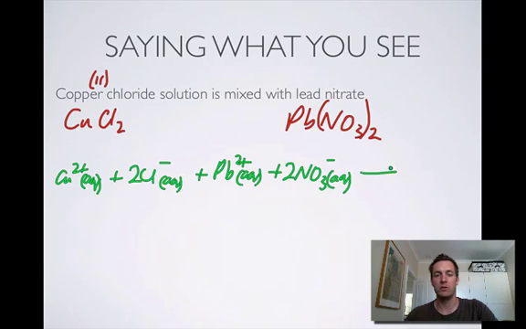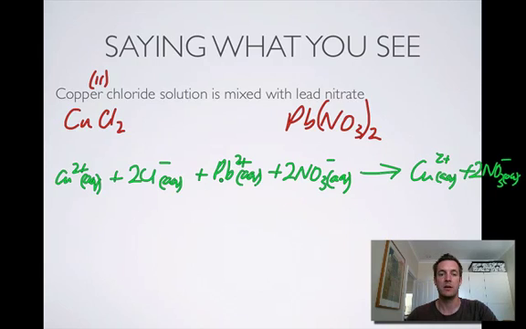Now, let's look up the new combinations that we can see. Right, we could have lead chloride and we could have copper nitrate. Those things are different from what we started with. Okay, copper nitrate, like all nitrates, is soluble. So the copper 2+ ions and the nitrate ions are going to remain in solution. Okay, but lead chloride is not soluble. Okay, so it's going to form a precipitate, PbCl2 solid.